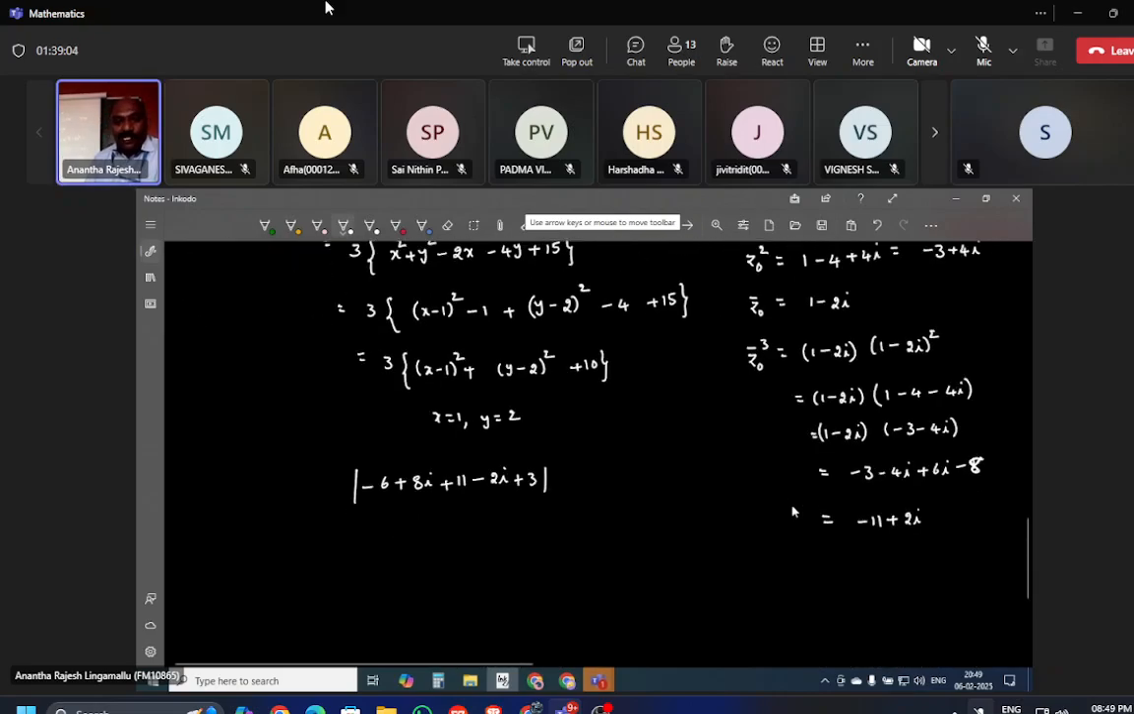square plus v naught square. What is v naught square there? 900, right. 11 minus 6 plus 3 is 8, and 8 minus 2, plus 6i, whole square, plus v naught square. So what is the mod of 8 plus 6i? 10. 10 square is 100. 100 plus 900, 1000 is the answer. What a number.